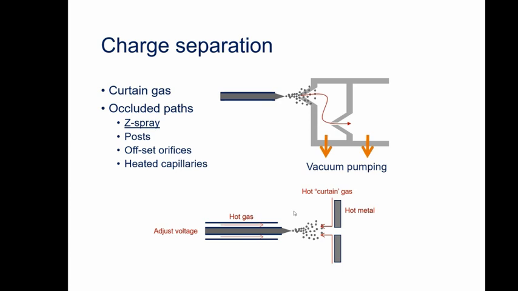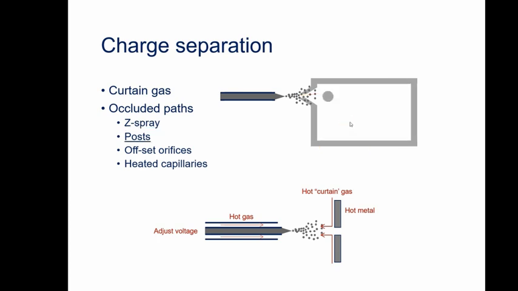Within the instrument, there are various methods used to stop droplets that get that far from getting further in. The most common are what we call occluded paths. For example, in the Z-spray system, the spray has to go through one orifice, turn a couple of corners, and go through a second orifice before it gets further into the mass spectrometer. At each of those turns, the momentum of larger droplets causes them to move out of the laminar gas flow which is pulling ions through the instrument. So the large droplets are pumped away, and only ions can follow this sinuous path into the instrument.